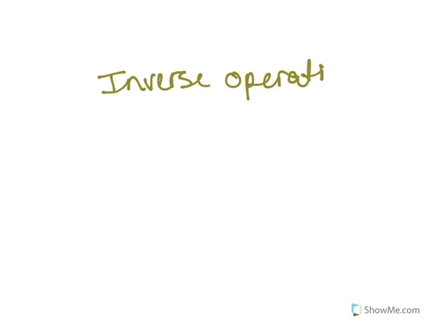So as a recap, let's just remember that to solve one-step equations, we're going to use the inverse operation. So we're always going to look at the variable and ask ourselves what's being done to the variable, and we are going to do the inverse of that to solve the problem.